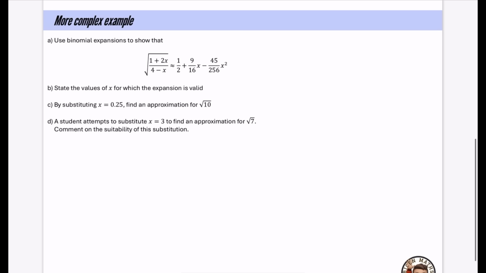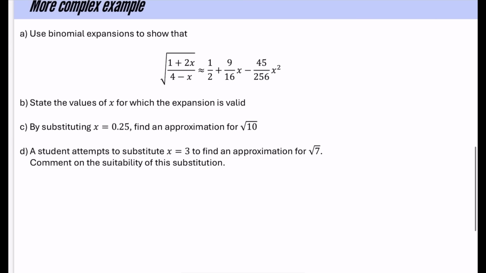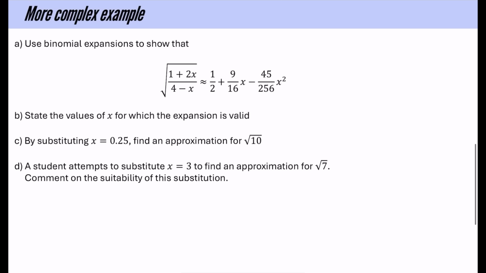Okay, let's do a slightly more challenging example. I won't be referring to the formula in quite as much detail here, but we're going to use binomial expansions to show that this thing is approximately equal to this thing here. And interestingly, it does say binomial expansions, so we're going to need to think about how we can manipulate this.